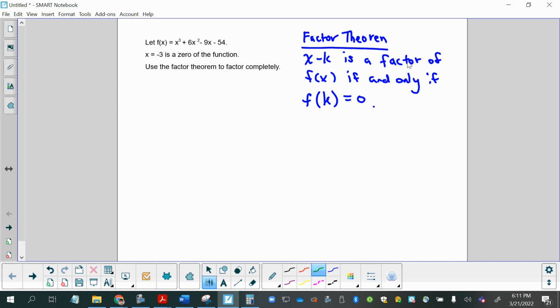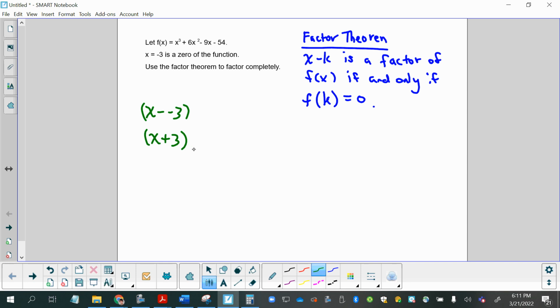x minus k is a factor of the function if and only if f of k equals 0. In other words, if the number k, when you plug it in, is a 0, like they say x equals -3 is a 0 of the function, and you can test this. You can plug in -3 for all the x's and evaluate and see that it gives you 0. So being that -3 is a 0 of this function, it should be true that x minus k is a factor of that function. So now we know that x minus -3 is a factor of the function.